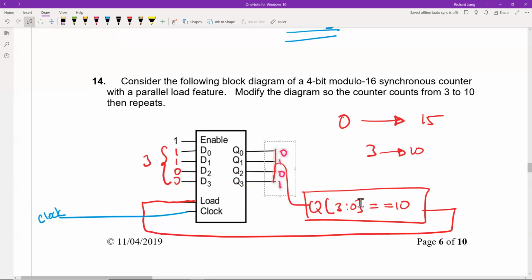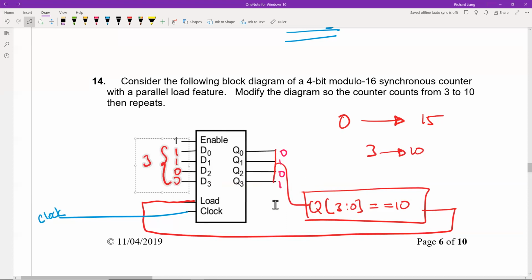So basically it counted up to 10. This realized that it's at 10. So what it does is it asserts the load so it ensures that the next value is a 3. So it jumps back to 3. And then the way that the counter works is it'll count all the way back up to 10. Once the 10 is detected, it'll load in the 3 again. It counts up to 10.